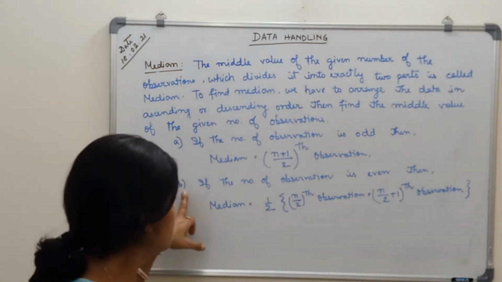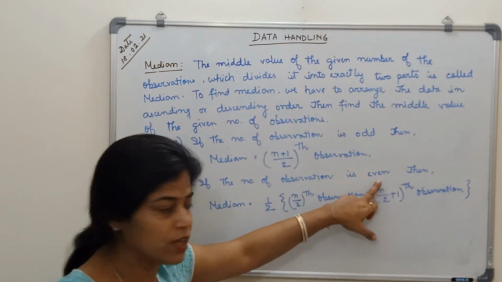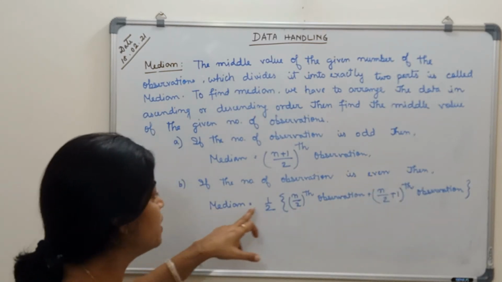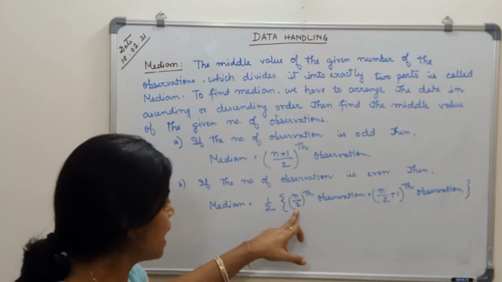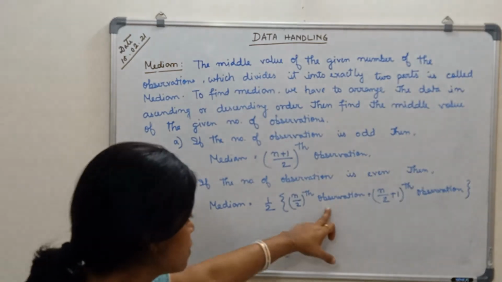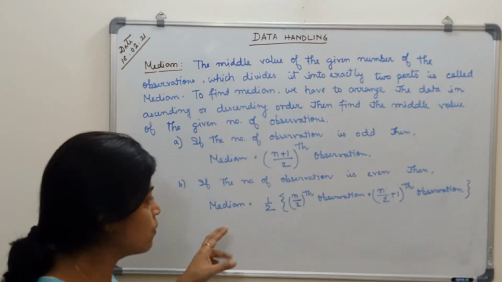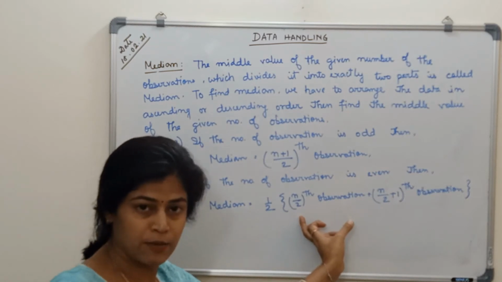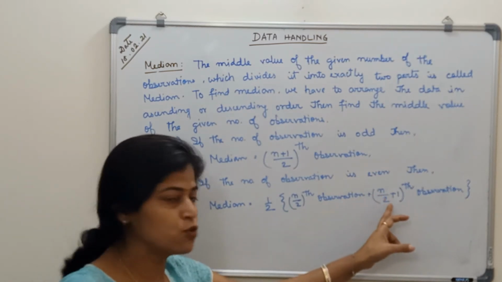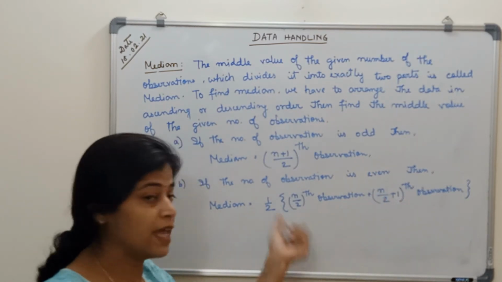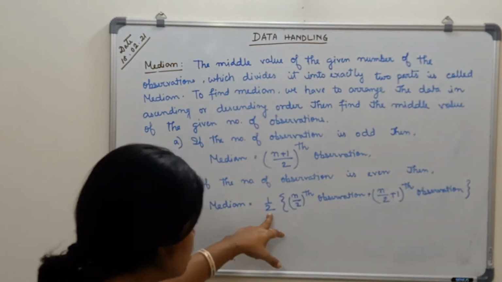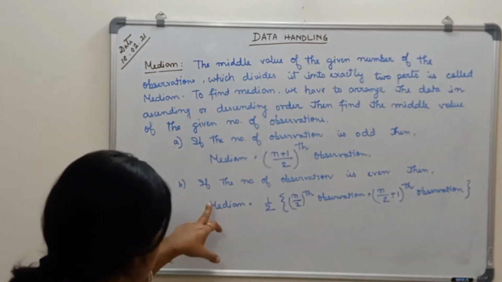Now if the number of observations is even, then the median will be half of the n by 2th observation and the n by 2 plus 1th observation. So we have to take 2 observations, the n by 2th and the n by 2 plus 1th, and then divide by 2. So that will be the median.